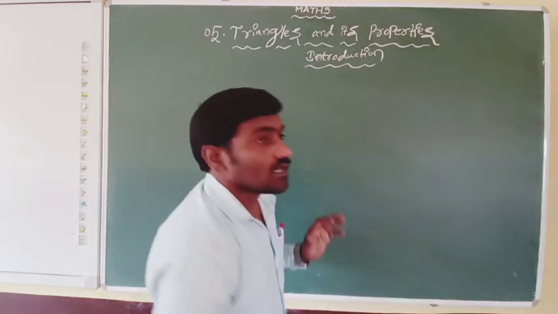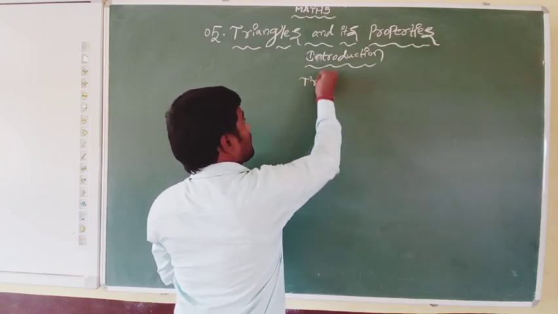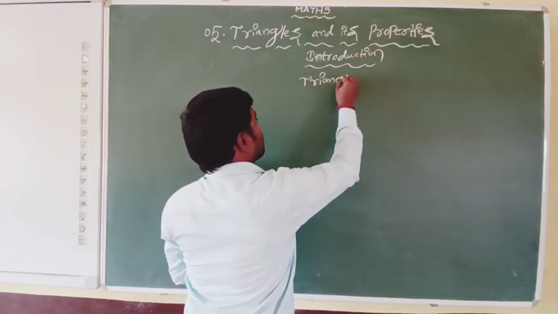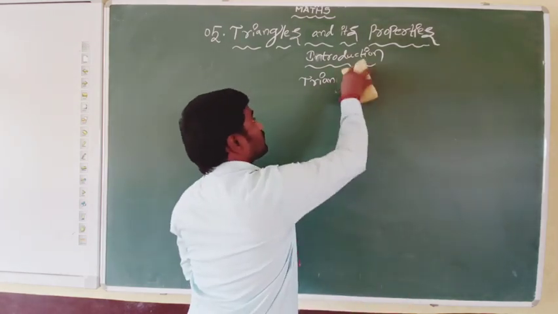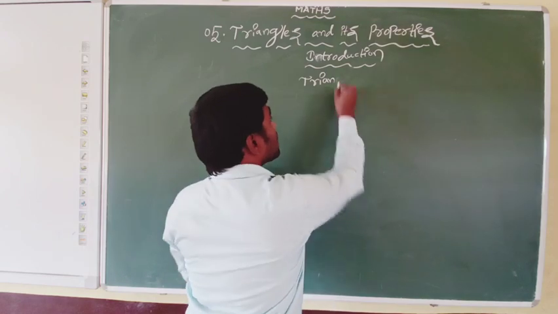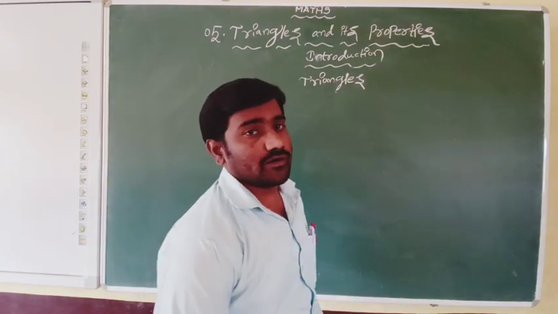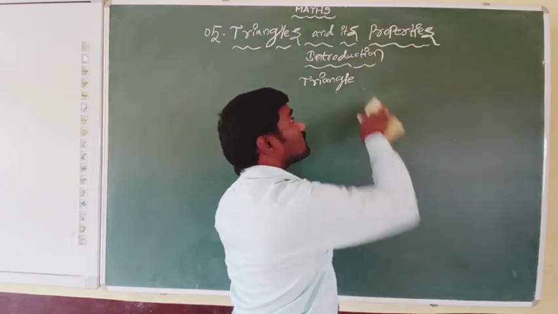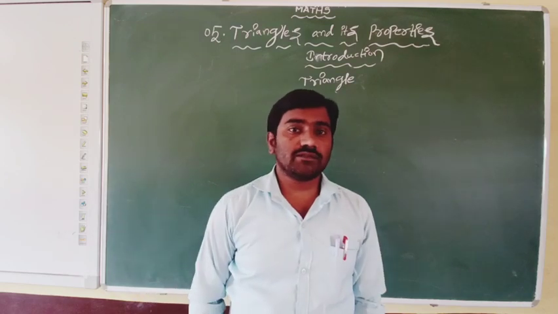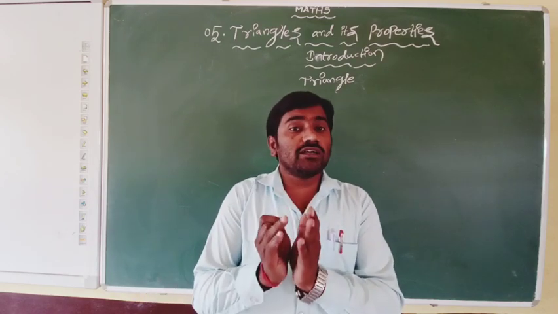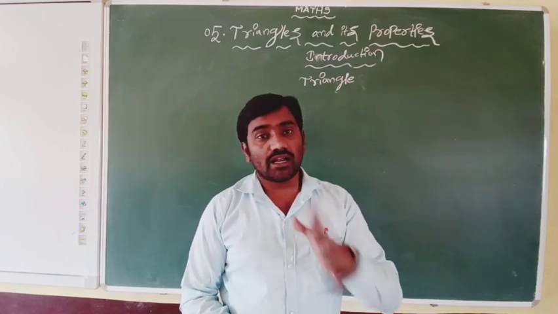And the first thing is, what is the meaning of a triangle? A triangle is a simple closed figure which is bounded by three line segments. A polygon which is bounded by three line segments is known as a triangle.